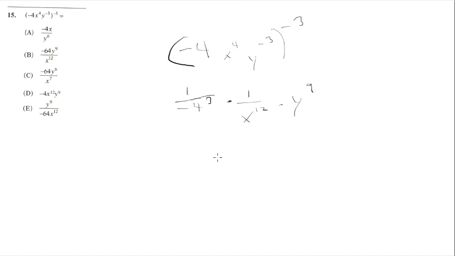Okay, so we have y to the 9th over minus 4 times 4 is 16 times 4. 6 times 4 is 24. 1 times 4 is 64. Okay, so we have over 64, minus 64. X to the 12th is this one right here.